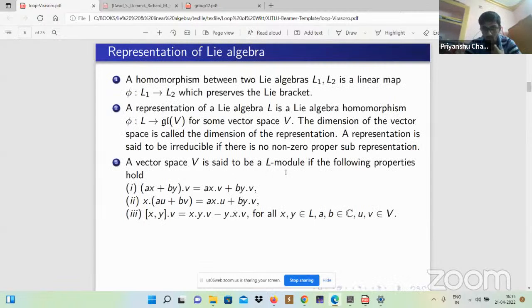A vector space V is said to be an L-module if the following properties hold. (ax plus by) dot v equals a(x dot v) plus b(y dot v). x dot (au plus bv) is equal to a(x dot u) plus b(x dot v). [x,y] dot v equals x dot (y dot v) minus y dot (x dot v), for all x, y in L, a, b from the field, and u, v from the vector space V. It is easy to see that the above two notions are equivalent, in the sense that given any representation, one can construct an L-module. On the other hand, given any L-module V, one can construct a representation.